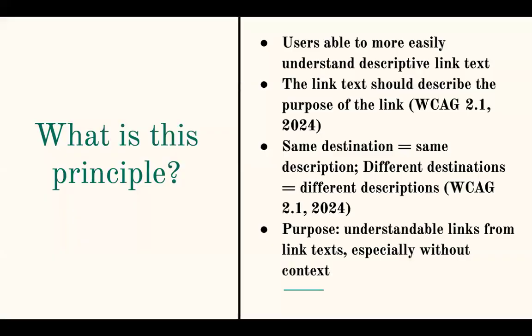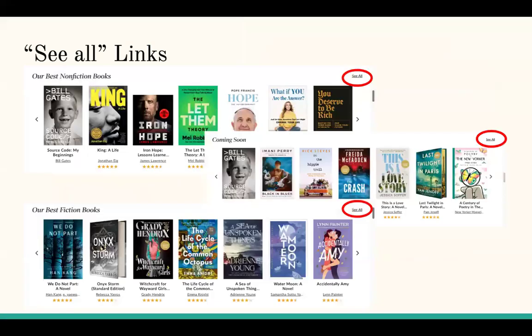Accessibility Principle 2, SC 2.4.9, Link Purpose, Link Only. What is this principle? Users are able to more easily understand descriptive text. According to the WCAG 2.1, the text of the link should describe the purpose of the link. Additionally, links with the same destination should have the same description, while links with different destinations should have different descriptions. The purpose of this principle is for users to understand each link's purpose from its link text, especially without context.